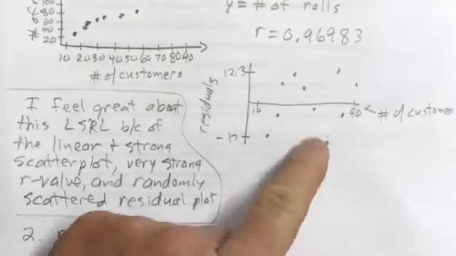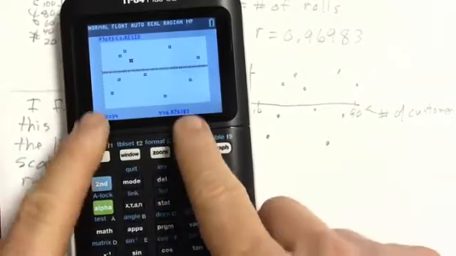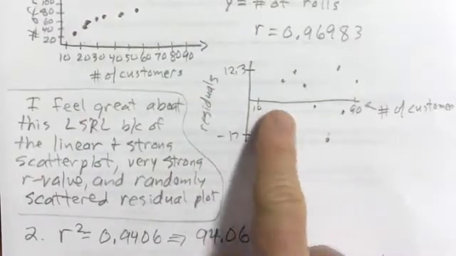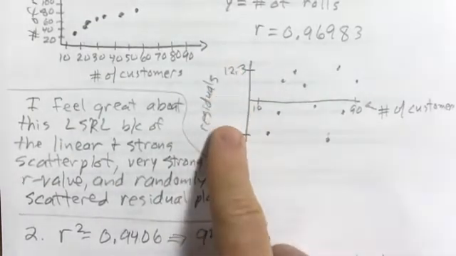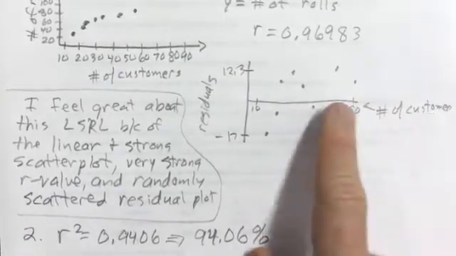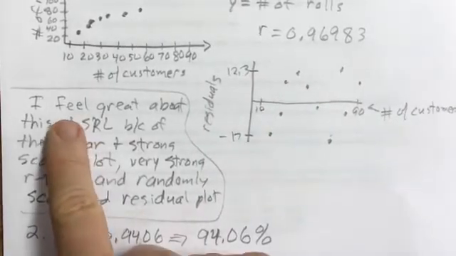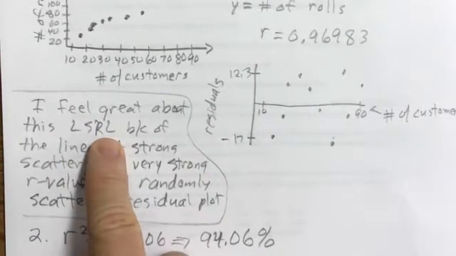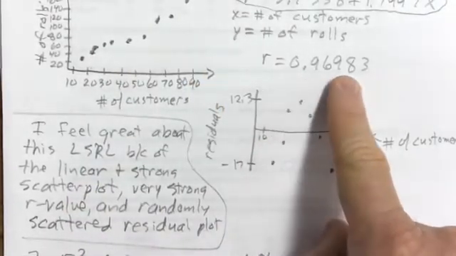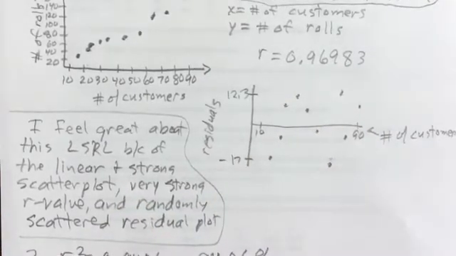And once again, to get the scaling, hit the trace button, and you can arrow over and get the X and Y coordinates. And that way you can write down the scaling. And you just have to write down 2 numbers on each axis to get the scaling. Make sure to label your explanatory variable here, the number of customers, and then the residuals are on the vertical axis. And so the conclusion we would draw, we'd say, I feel great about this least squares regression line because of the linear and strong scatter plot, the very strong R value, and the randomly scattered residual plot. That tells us we got a good line. That's sort of the heart of the chapter.